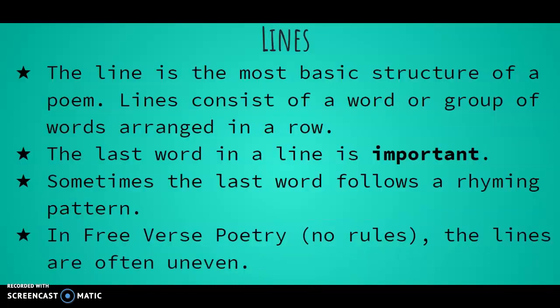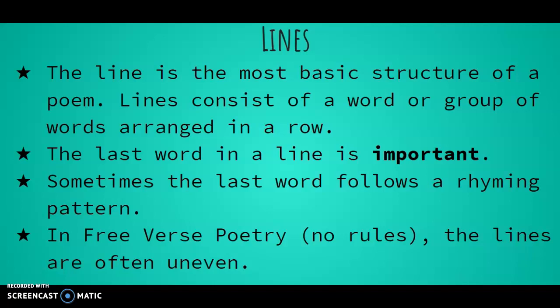We're going to start with lines. The line is the most basic structure of a poem. Lines consist of a word or group of words that are arranged in a row. The last word in a line of poetry is usually pretty important. Often it's a noun or a verb, an adjective, or an adverb, rather than a word like and, or so, or because. Sometimes the last word follows a rhyming pattern.